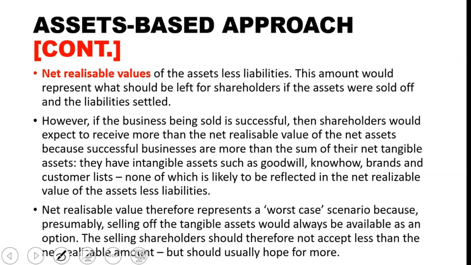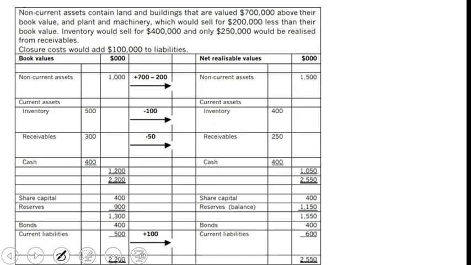This one says that this amount would represent what should be left for shareholders if the assets were sold off and the liabilities settled. So this one seems to be better because it also looks at some market values to some extent. There is need for some market values to be incorporated in the net realizable value. Let us look at this small information and see if we can understand.